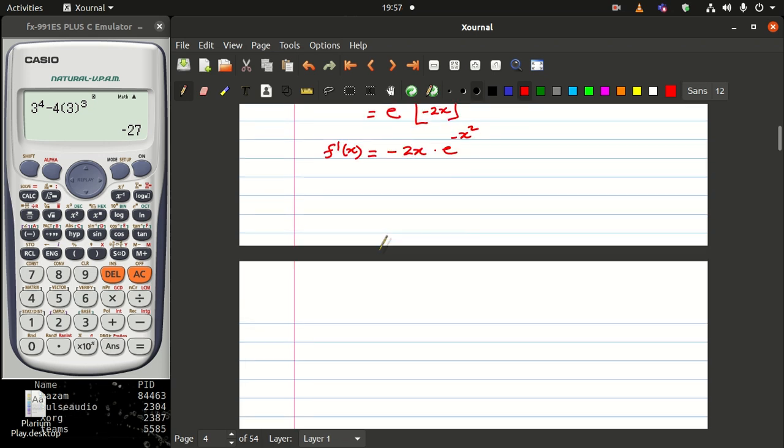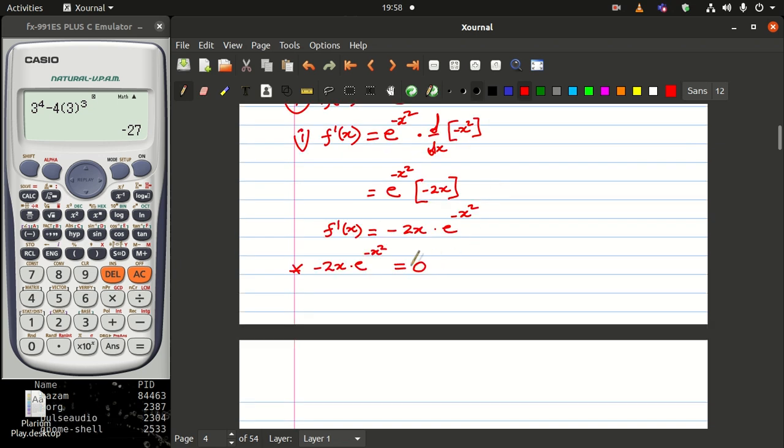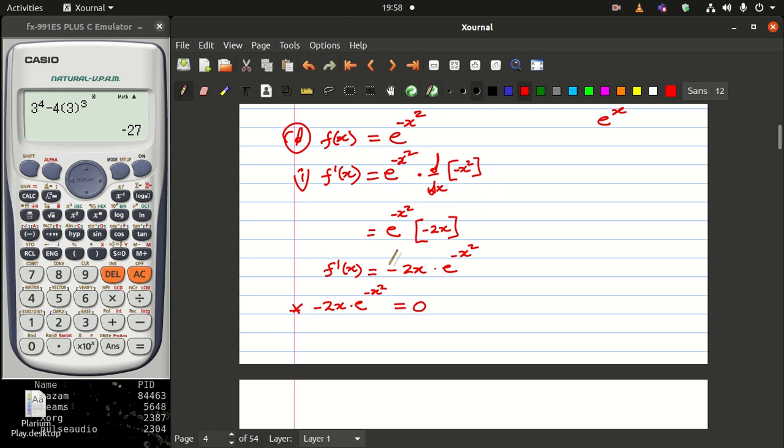Now the second thing that we wanted to find out here: when is this function going to be equal to 0? So you set minus 2x times e raised to minus x squared, and then you want it to be equal to 0. This is actually the first step that you wanted to look at.